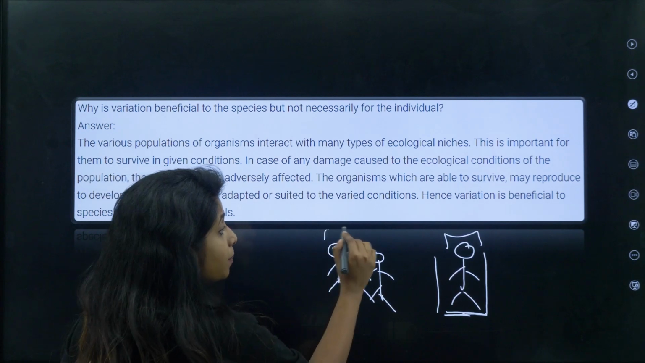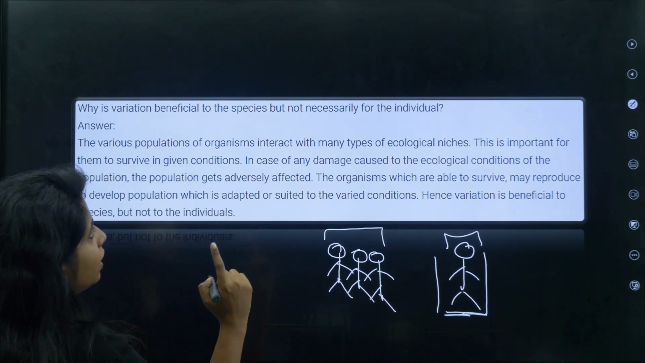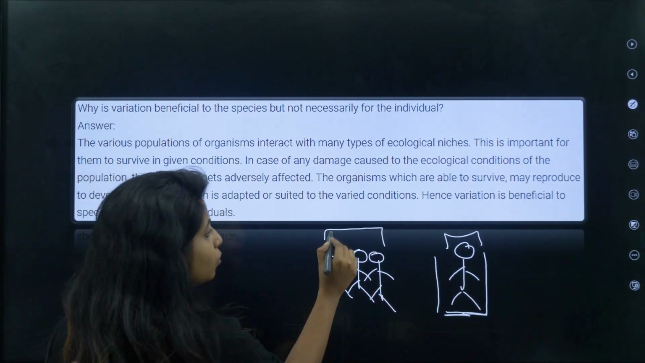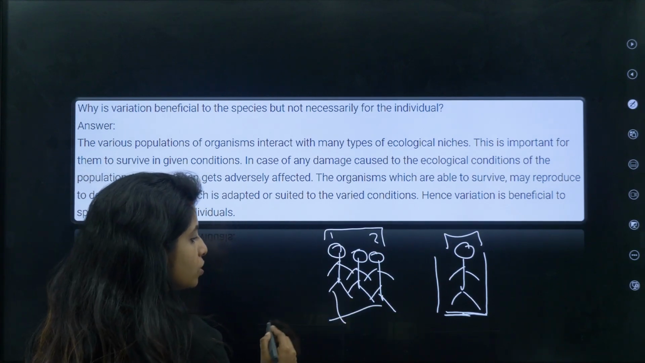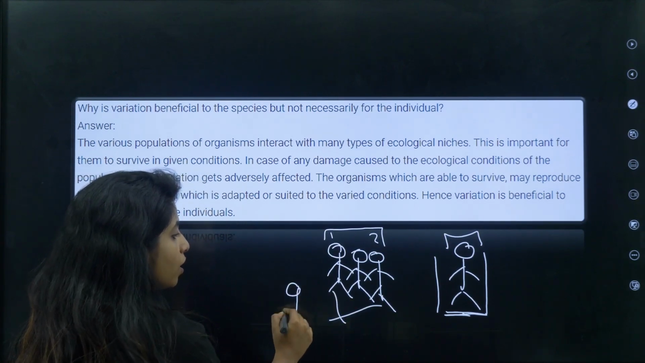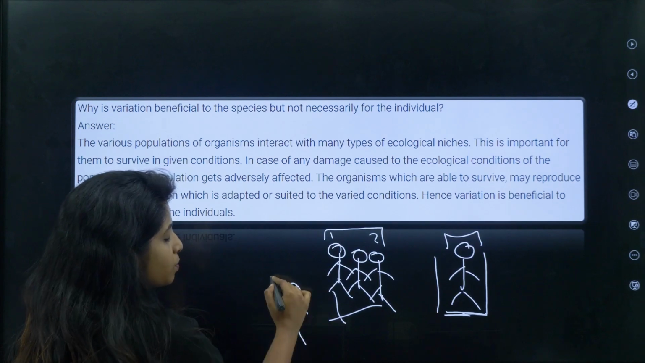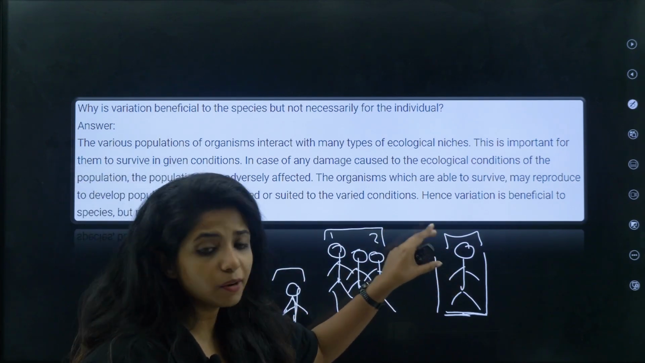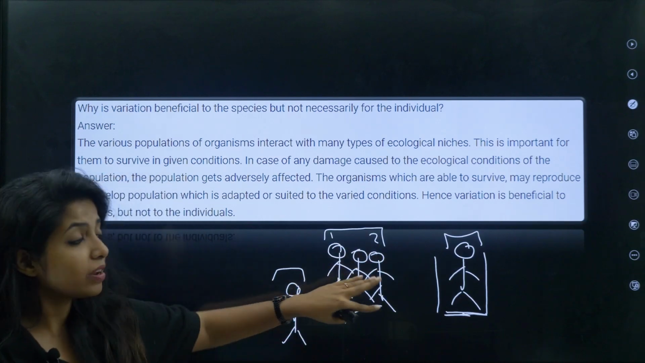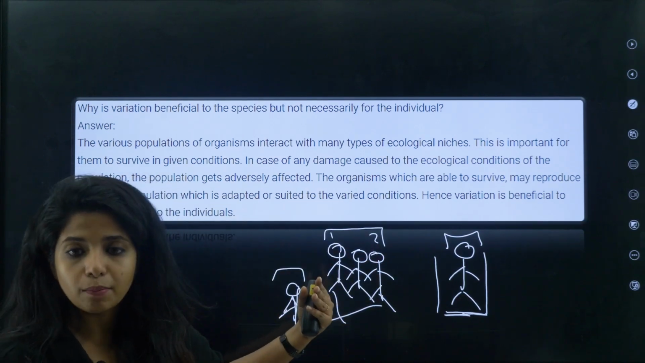If variation is happening in a species, and one or two of them are getting benefit of it, they can further reproduce and produce what? Another offspring who has this particular quality. Right? So which is why we say that it is not beneficial to an individual, but when it comes to a species, it becomes very important.